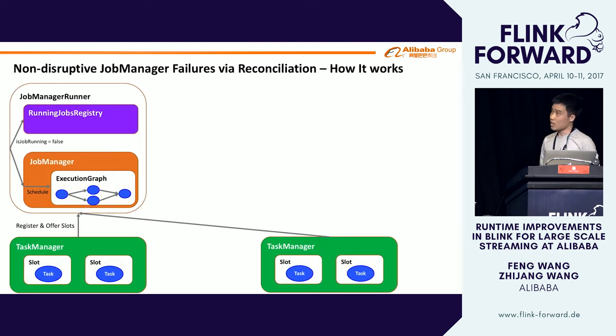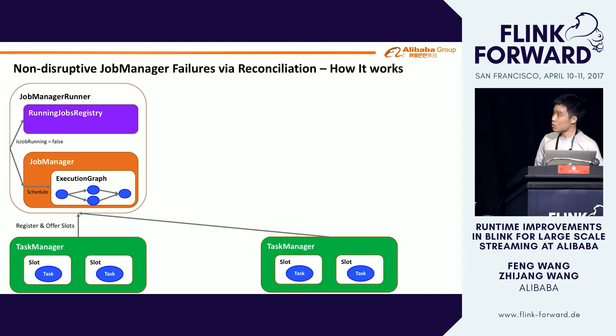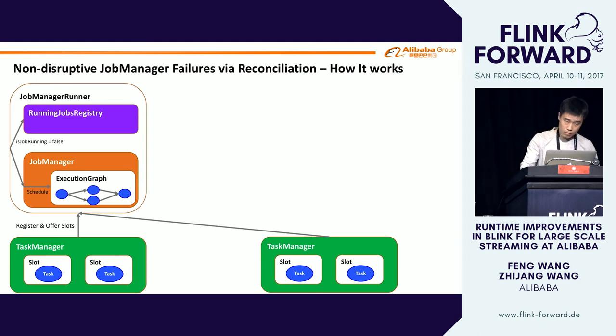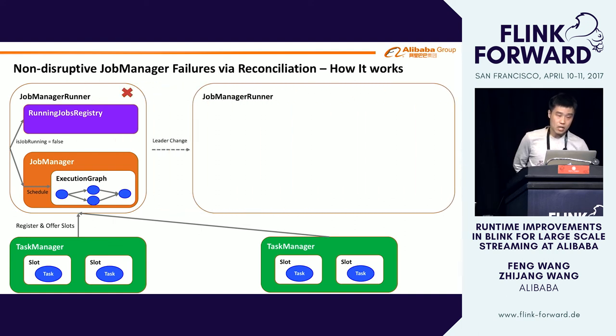When the job manager runner is granted leadership, the first step is to determine whether the job is already running or not. If not, we will schedule the execution graph as usual. Then the task manager will register to the job manager and offer slots for submitting tasks. If the job manager runner fails, another new job manager runner will be started and be granted leadership.